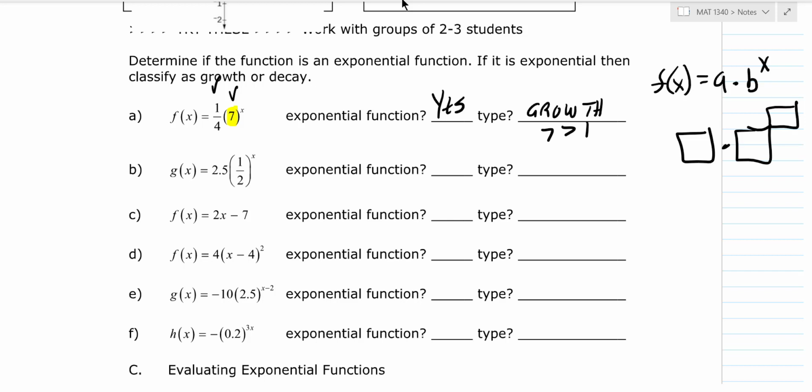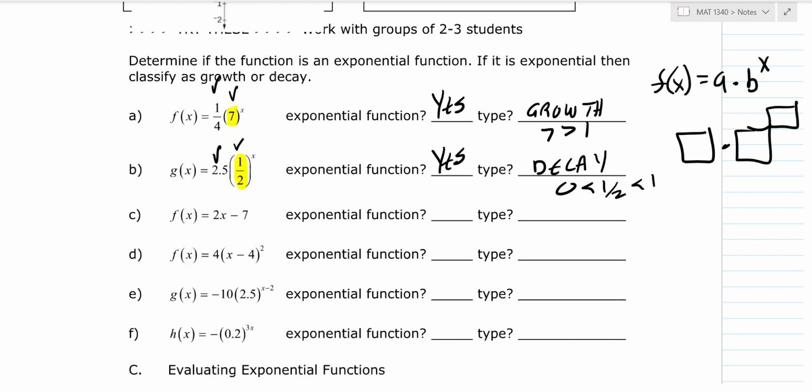All right? Okay, next one. You have a number times a number to a power. So that is definitely an exponential function. Is this one going to be growth or decay? How do you know? There you go. The reason is that 1/2 is less than 1, but it's bigger than 0. It's got to be in the middle of 0 and 1. That's how you know it's decaying.